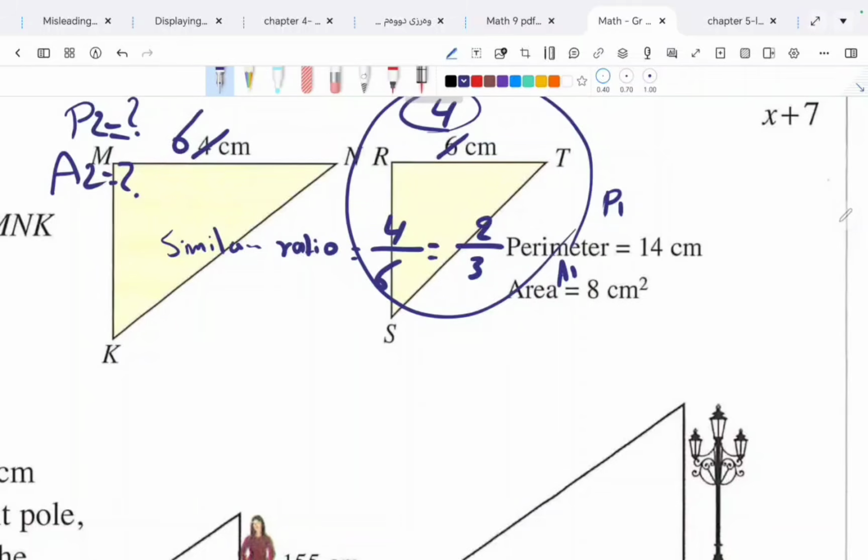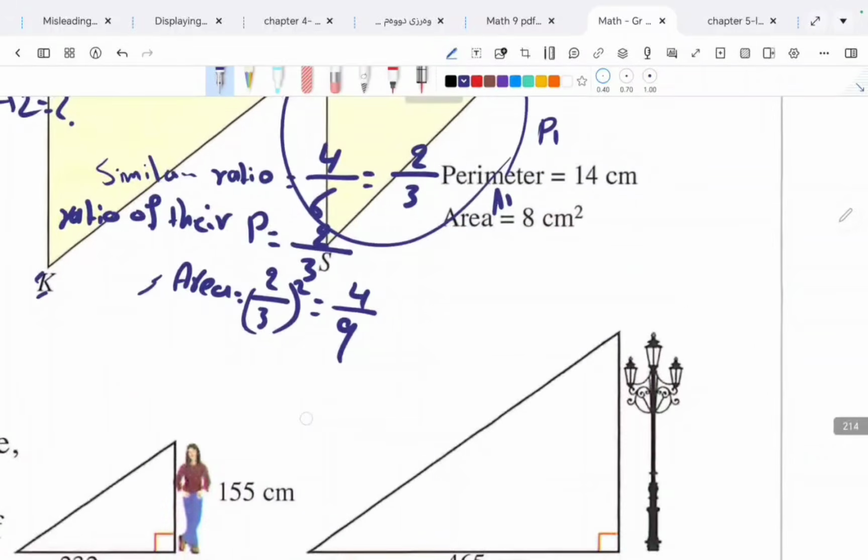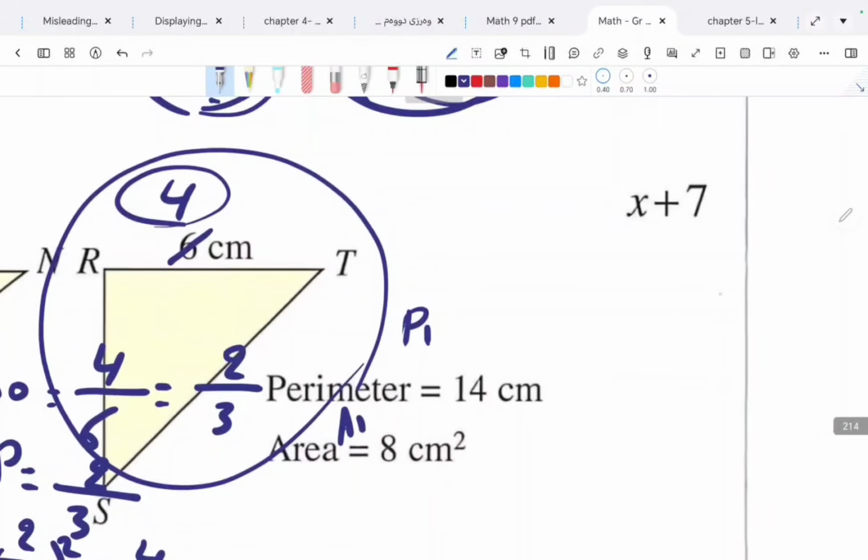Let's see. Find the ratio of their perimeter, which is the same as the similarity ratio. It is 2 out of 3. But for the ratio of their area, we will say 2 out of 3 power 2, which equals 4 out of 9. Now you have to find P2 and A2. For P, we will say P1 out of P2 equals what? Equals 2 out of 3.